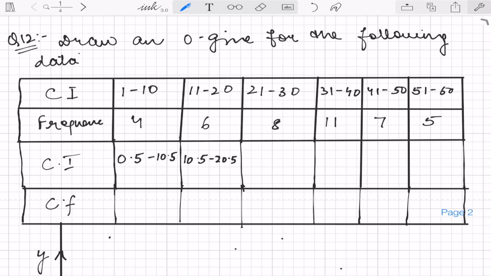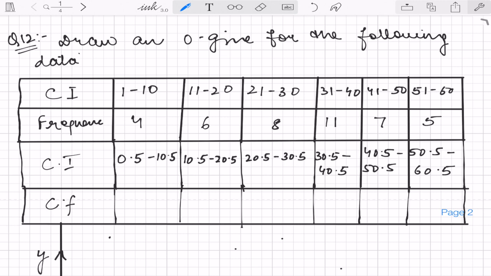So we add 0.5 in the upper limit. Similarly, we will do for the rest of the class intervals, and we will get our required continuous series. So the last class interval is 50.5 to 60.5. So we can see that in all the class intervals, there is an equal class length of 10.